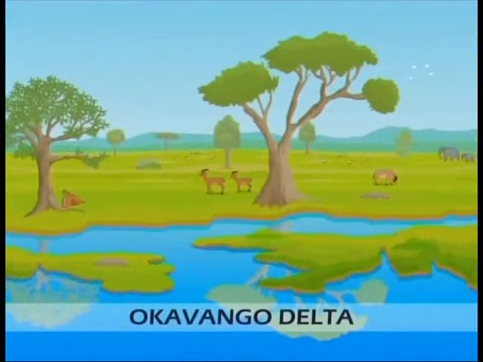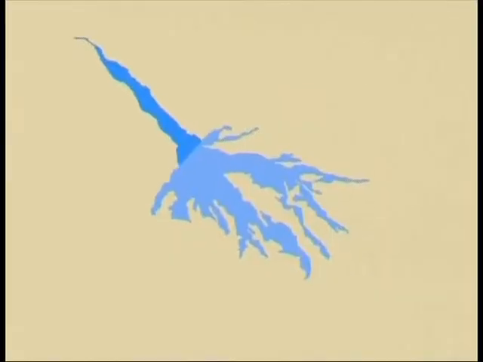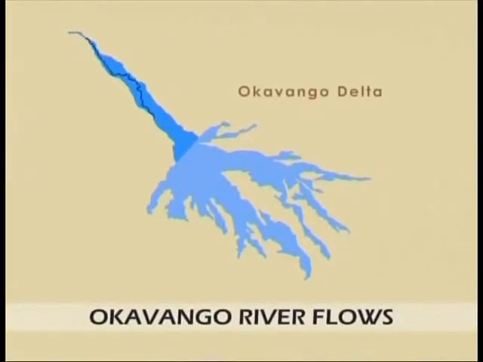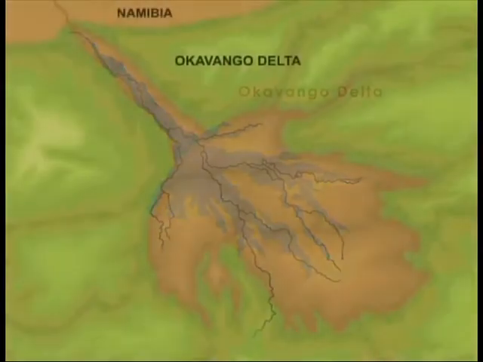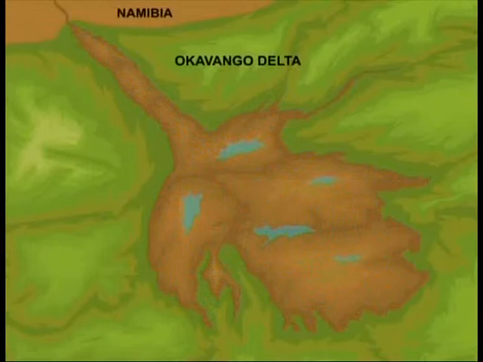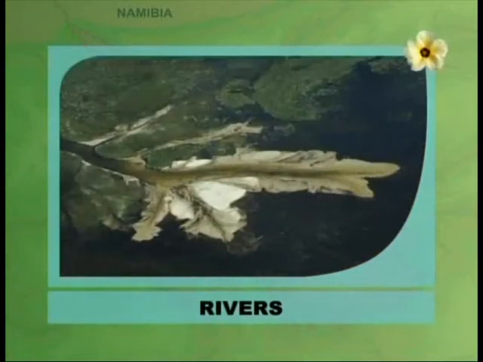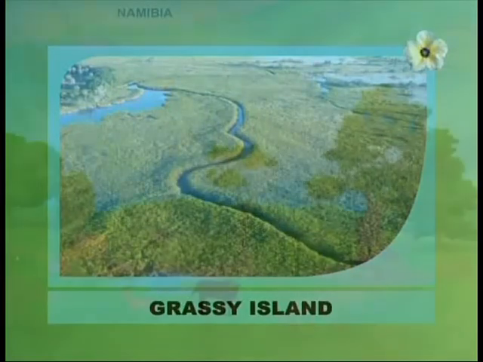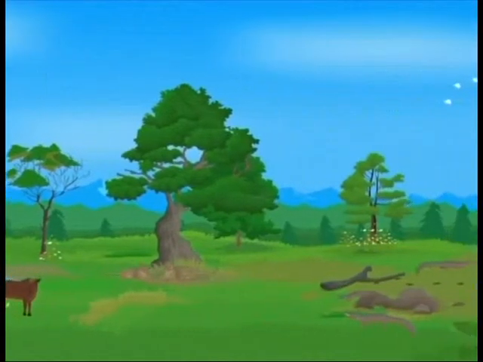Okavango Delta in Africa is one of the wildlife wonders of the planet Earth. While most of the river flows into the sea, Okavango River flows inland and ends in a vast sun-scorched plain. Here, the water spreads out and evaporates, forming the Okavango Delta. From the air, the Okavango Delta appears like a patchwork of pools, rivers, and grassy islands. The animals living here find themselves protected from their predators as the terrain is hard to cross.